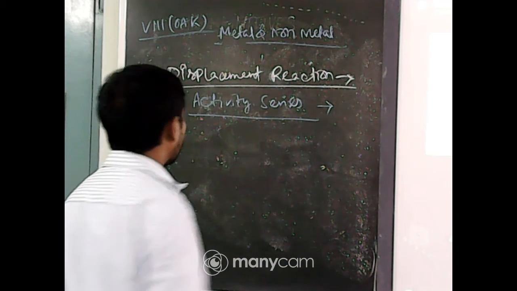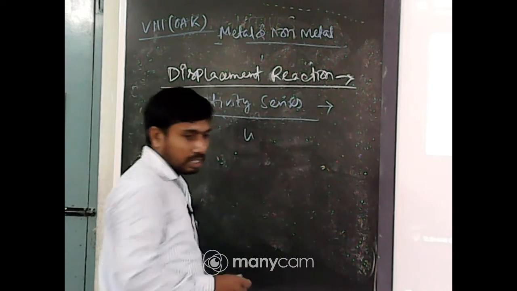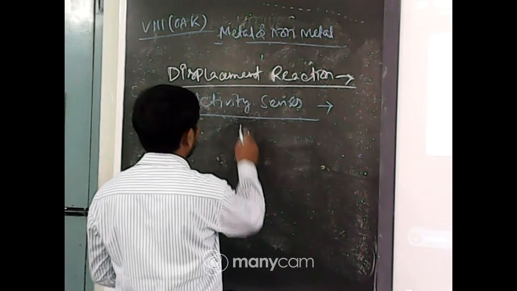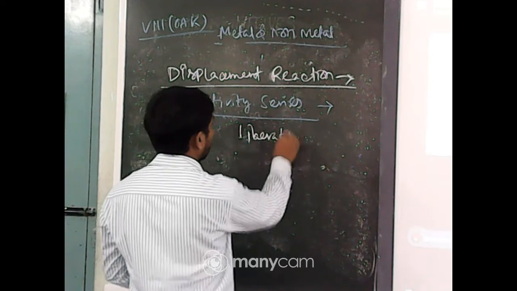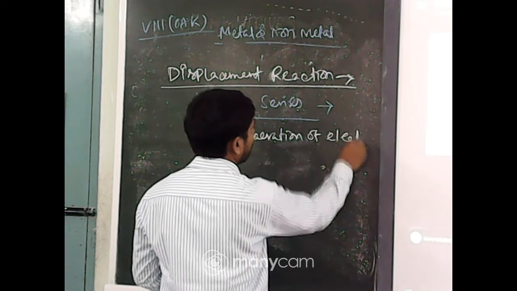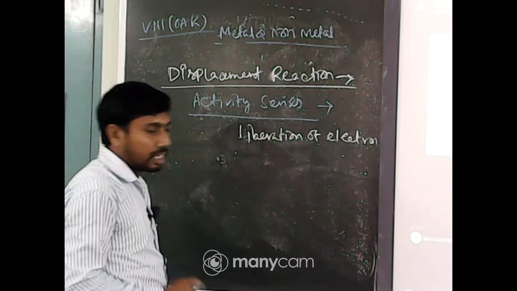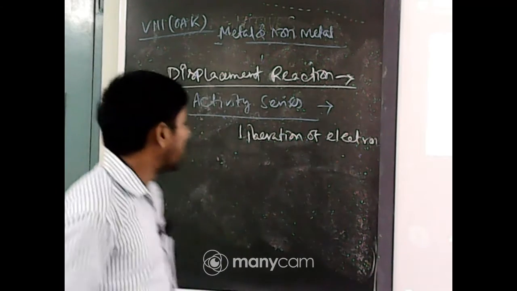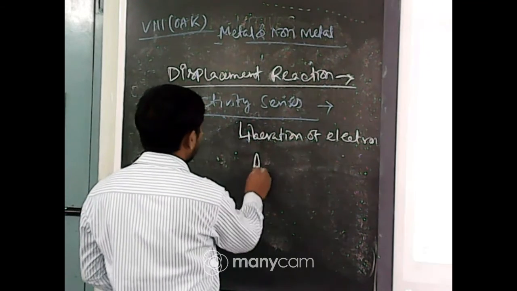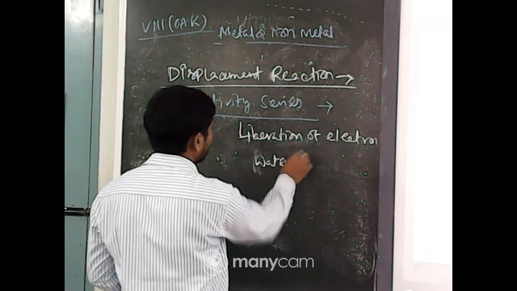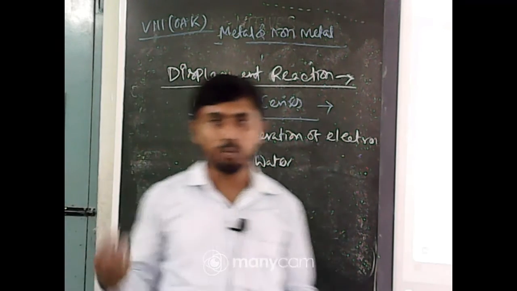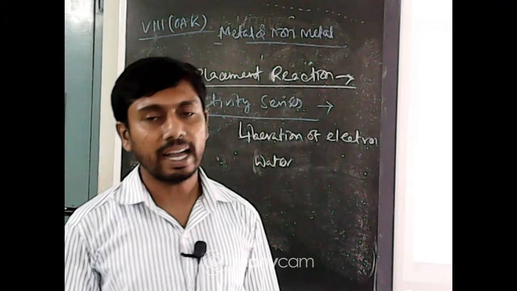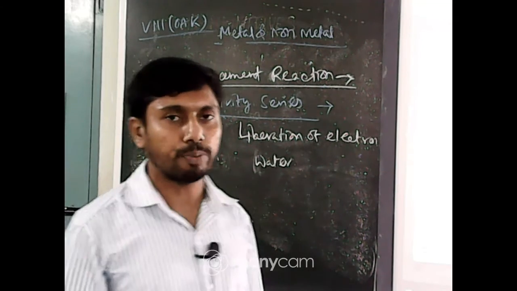The activity series is regarding the liberation of electron. When a metal liberates electron when placed in any solution. In a very basic example we may take a water or aqueous solution. When a metal is dipped in water, the highly reactive metals, that is sodium, potassium, easily react to produce the base.